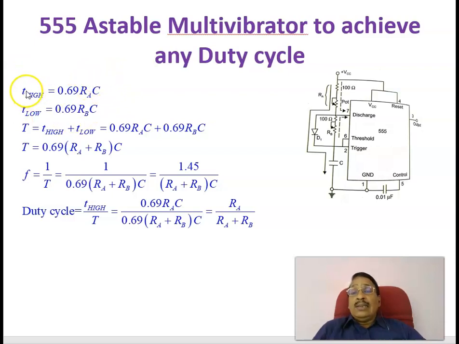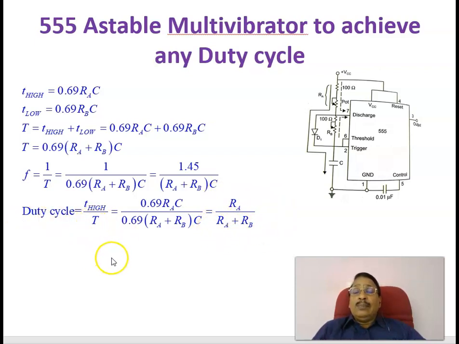Therefore, the total time period T, which is T low plus T high, equals 0.69 RA C plus 0.69 RB C, or 0.69 (RA + RB) C. As per this equation, the duty cycle can be written as T high divided by T, which is 0.69 RA C divided by 0.69 (RA + RB) C. The 0.69 cancels, C cancels, and we get RA divided by RA plus RB.